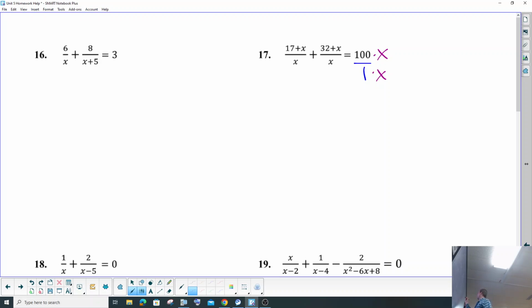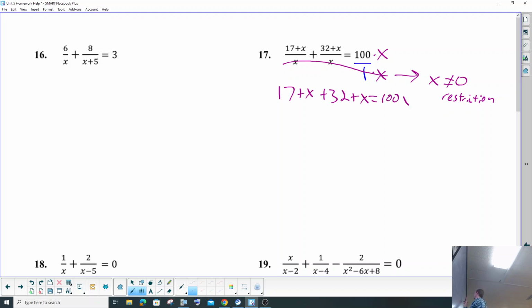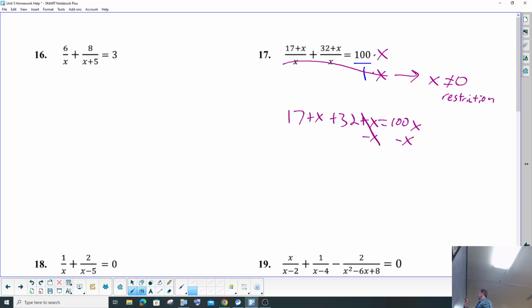So don't forget that x can't equal 0. That's our restriction there. Then we eliminate the bottom and solve for the top. So we get 17 plus x plus 32 plus x equals 100x. And so we're going to minus x over to this side, and minus x over to this side. So we get 98x on this side.